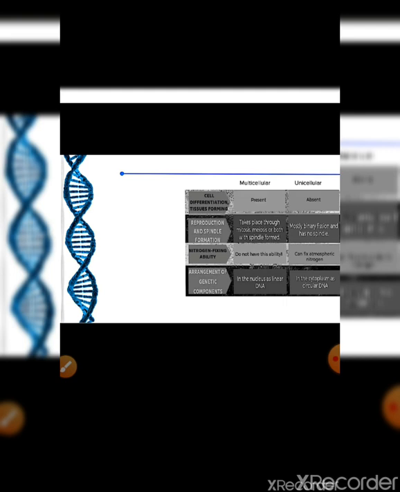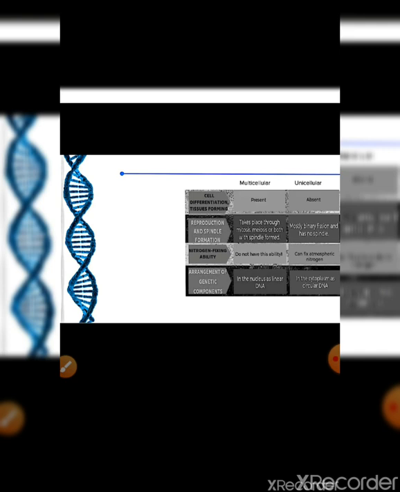Now one more important difference between the multicellular and unicellular is nitrogen fixation ability. Unicellular can fix the atmospheric nitrogen. For example, leguminous plants, they can fix the nitrogen, but the multicellular cannot fix the nitrogen. They don't have this ability.